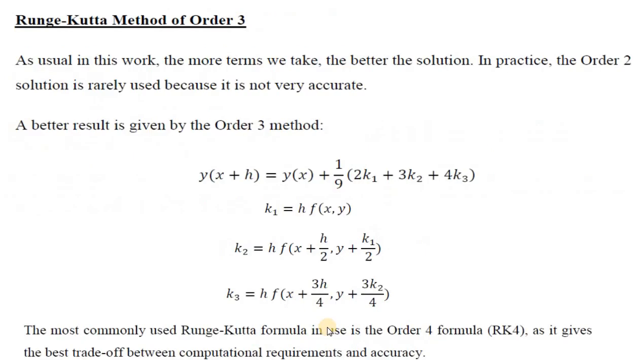Runge-Kutta third order method formula is given by y of x plus h is equal to y of x plus 1 by 9 (2k1 plus 3k2 plus 4k3), where k1 equal to h into f of x, y, k2 equal to h into f of x plus h by 2, y plus k1 by 2, k3 equal to h into f of x plus 3h by 4 and y plus 3k2 by 4.